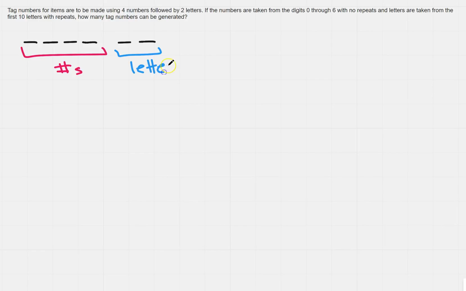So in this one we need to ask ourselves, is the order important? And of course it is, because we have to have numbers first and then we're going to have letters. So if the order is important, we're going to use the permutation over the combination. So that's great. So what are we going to do with all that, right?